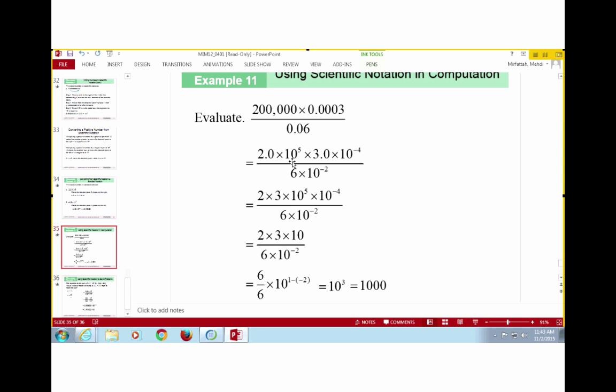Now I can use the properties that I just learned. 10 to the power of 5 times 10 to the power of minus 4 gives me 10 to the power of 5 plus minus 4, which is equal to 10 to the power of 1. Over 10 to the power of minus 2, I can subtract, now the quotient rule. So I have to subtract negative 2 from 1. So the whole thing would be 10 to the power of 1 minus minus 2, which is 10 to the power of 3. So that would be 1 times 10 to the power of 3, which is equal to 1,000. So you can use scientific notation to compute very large numbers and very small numbers in this case.